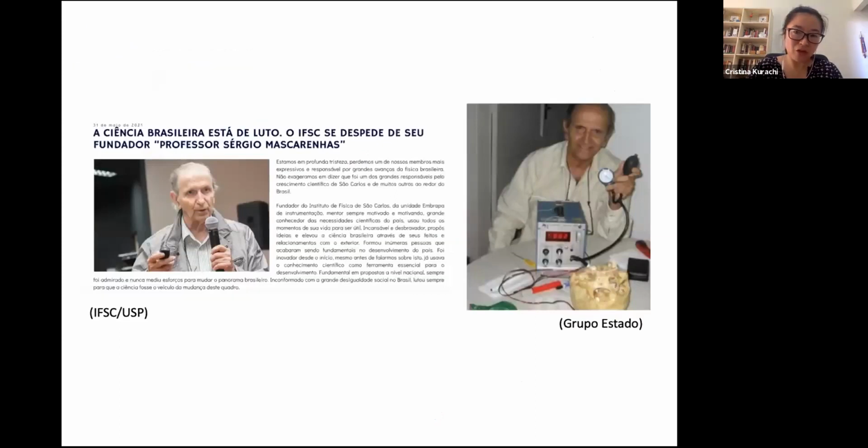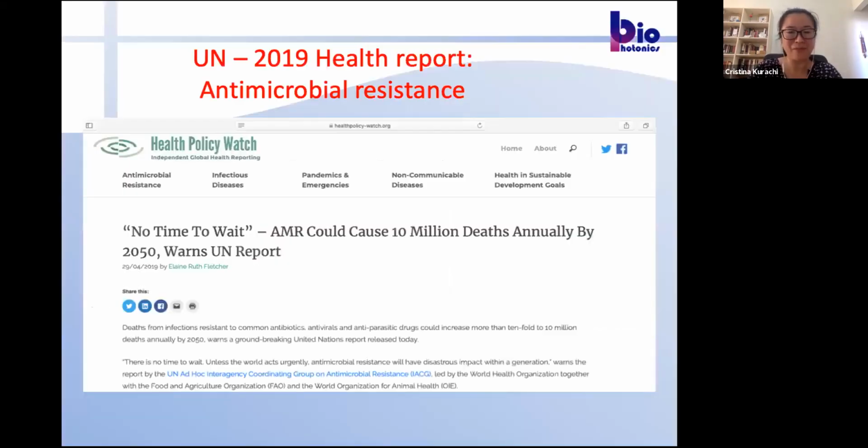But before starting my talk, I just want to, as other colleagues have already mentioned, we recently lost our great professor, Sergio Mascarenhas. And this is just to acknowledge all his life dedicated to science, to education, and especially to our community here at the São Carlos Institute of Physics. This is a huge loss. And I was just going to acknowledge this and thank him for all his productive life, dedicated to all of us that work here and work with physics mainly.